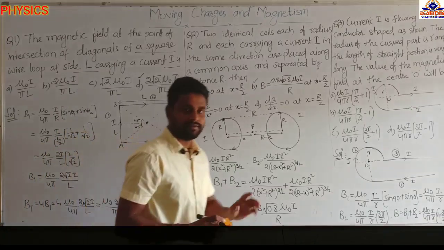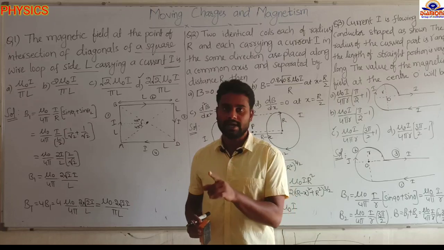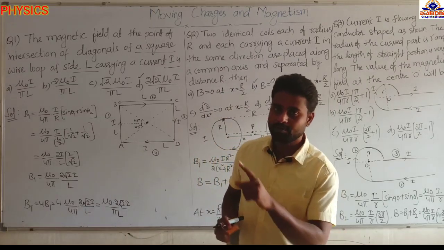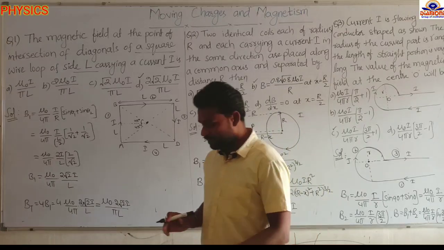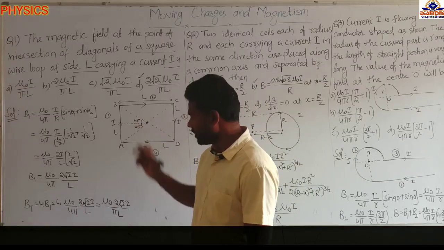So the formula is mu naught by 4 pi into I by r into sin theta 1 plus sin theta 2. r is the perpendicular distance from the point to the wire, theta 1 is the angle made by one end with the perpendicular distance, and theta 2 is the other angle.